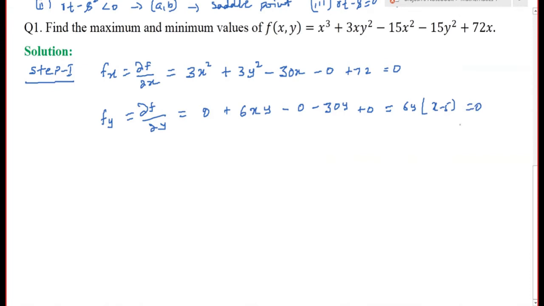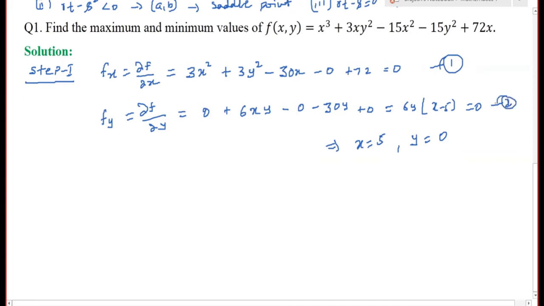So by equating this equals to 0, here you will get x equals to 5 and y equals to 0. So now we put these two values in 1. Suppose this is 1 and this is your second condition. So we will put here x equals to 5 and y equals to 0, one by one in 1.